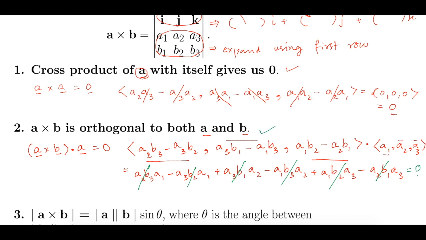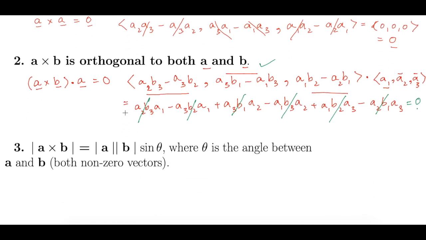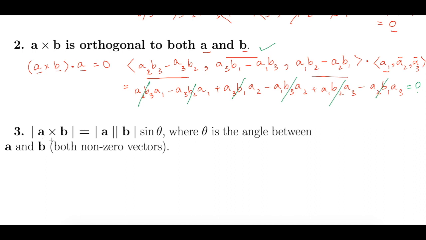Now we come to this one. What we want to prove is that the magnitude of A cross B is equal to the magnitude of A times the magnitude of B times the sine of theta, where theta is the angle between A and B. For example, if this is my A and this is my B, and this is theta, then the magnitude of A times the magnitude of B times the sine of this angle gives me the magnitude of the cross product.